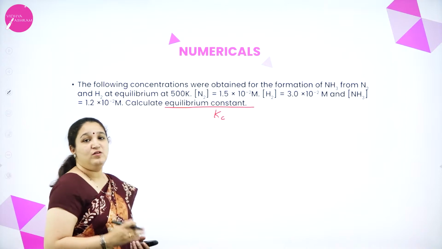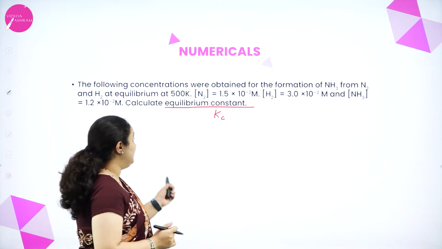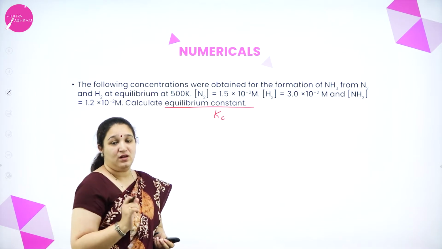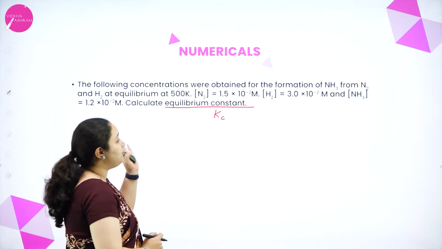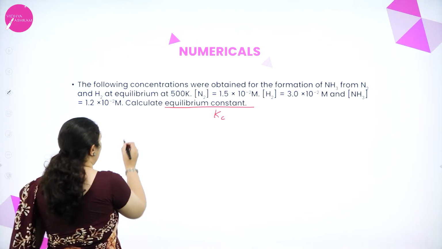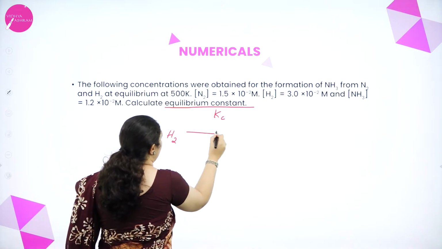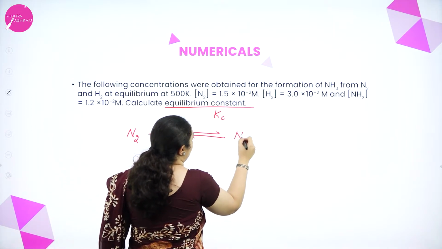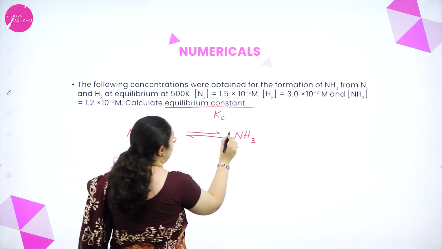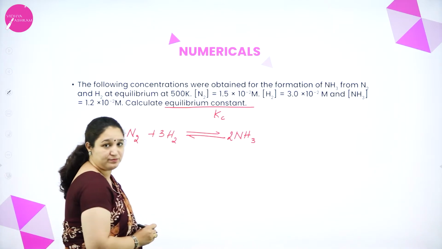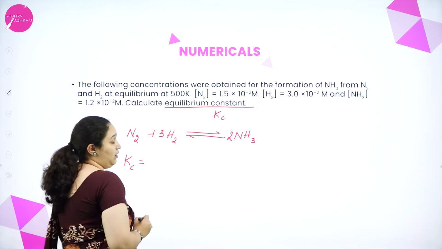First, we shall write the balanced chemical equation. Then we can write the formula of Kc, isn't it? So it is for the formation of ammonia. What is it? It is nitrogen plus hydrogen reacting to form ammonia, NH3. To balance this, I will have to put 3 here and a 2 here. And Kc, what is the Kc?